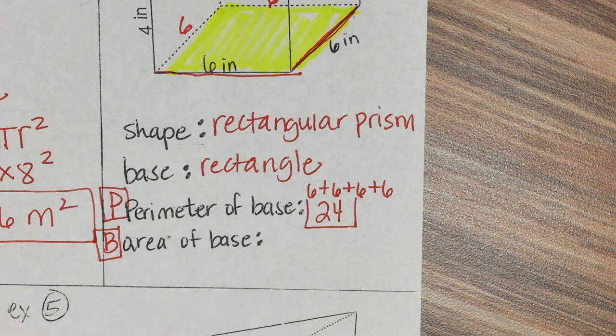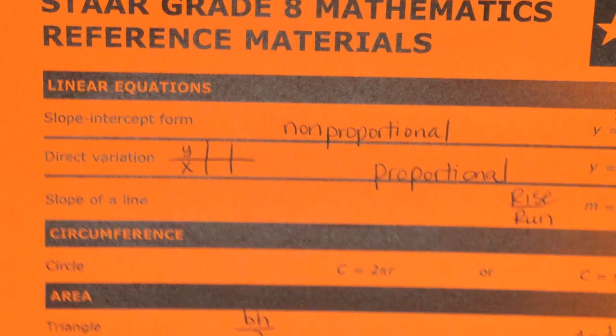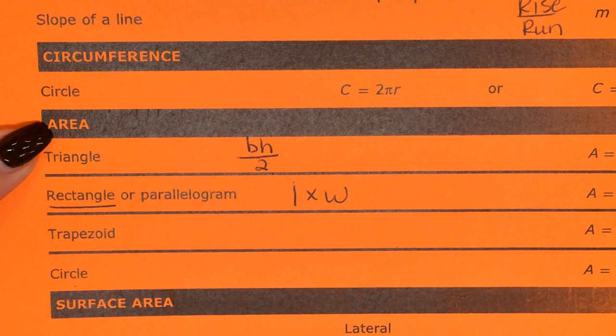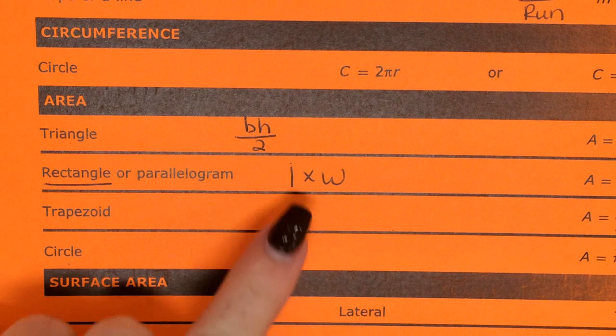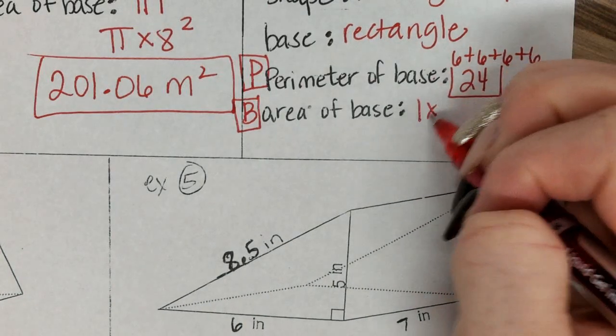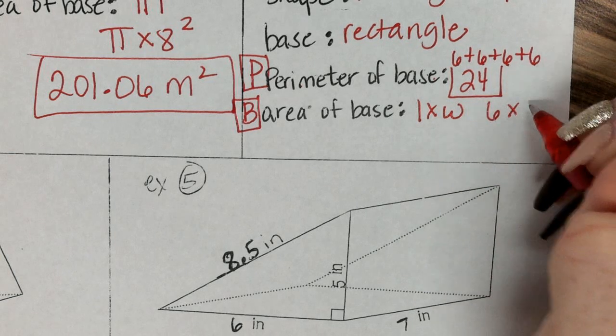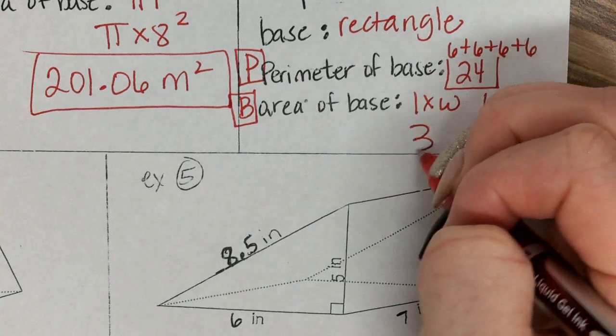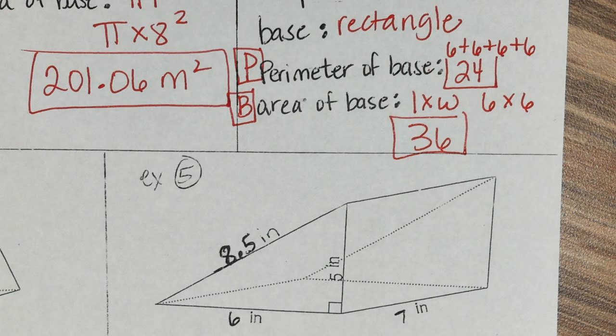Now I'm going to find the area of the base. Again, what kind of base do I have? What shape is this? A rectangle. So go to your area section right here. Find rectangle, and what do we do? Length times width. So I'm doing 6 times 6, which is 36. And that's it.